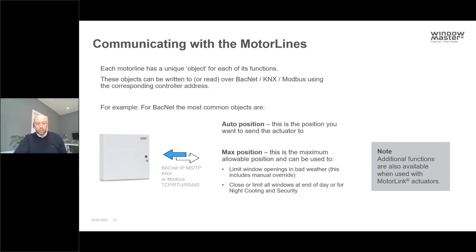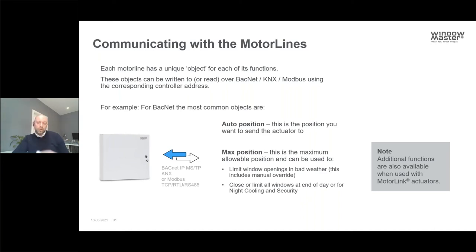So for example, the most common objects that we would see used by the BMS to control those motor lines would be auto position. So that's typically the position that the BMS logic is choosing for automatic control through the day of the windows. It's what it chooses based on the room sensors in terms of CO2 levels or temperature. So that's the automated position that it wants to go to.